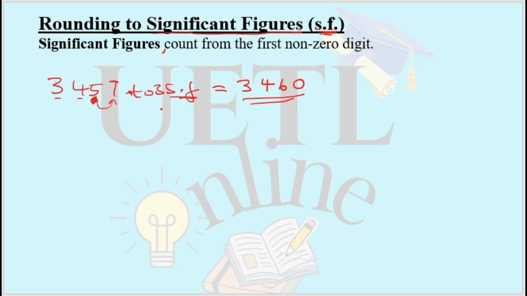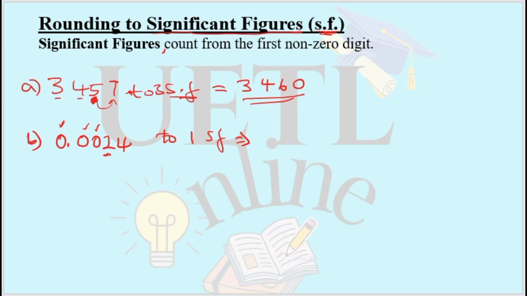So let's say you're given the number 0.0024. You are being asked to round this to 1 SF. So what you do is you count from the first non-zero digit. These are 0 digits, we don't count them. Then when we reach here, we count 1. So this is 1 SF.